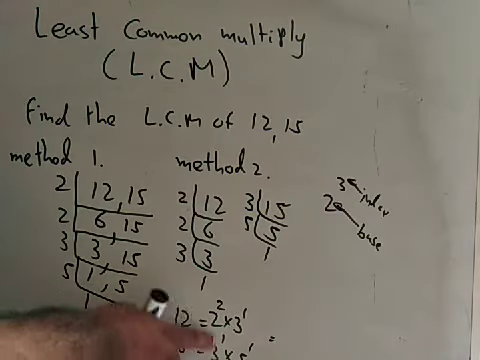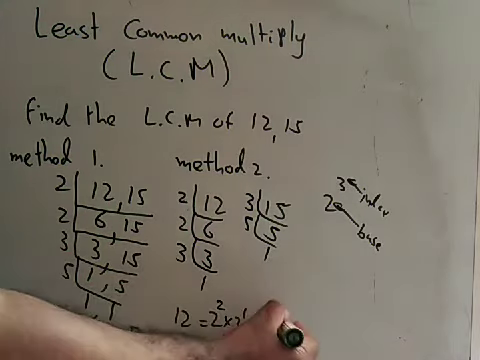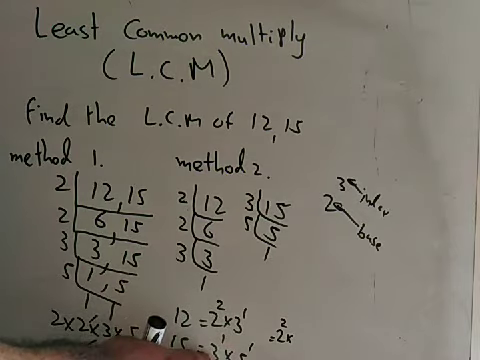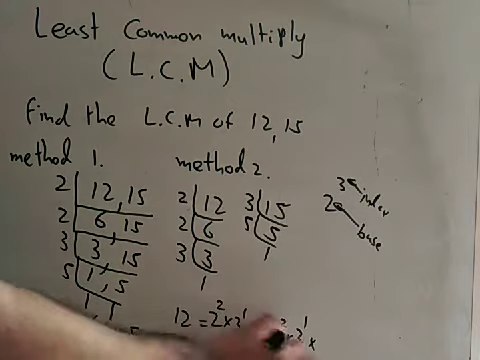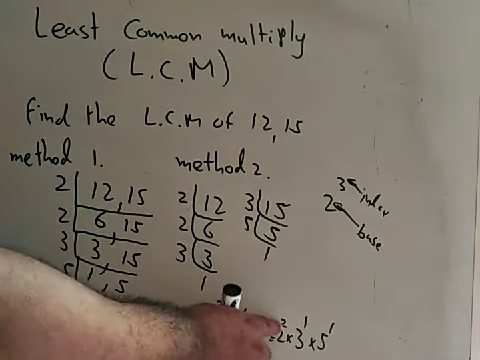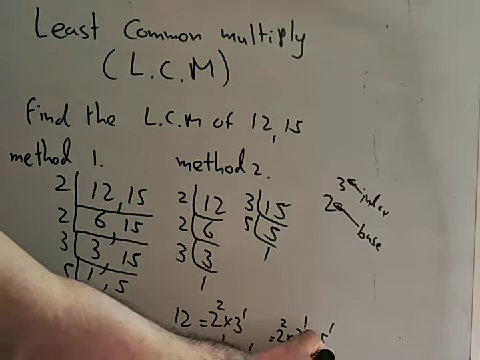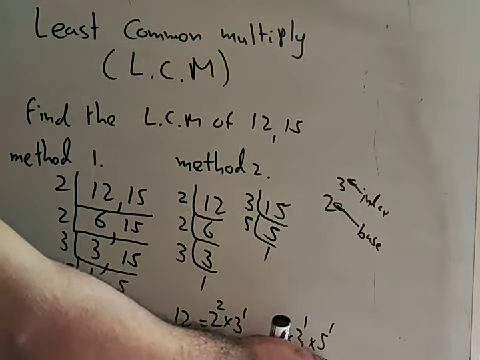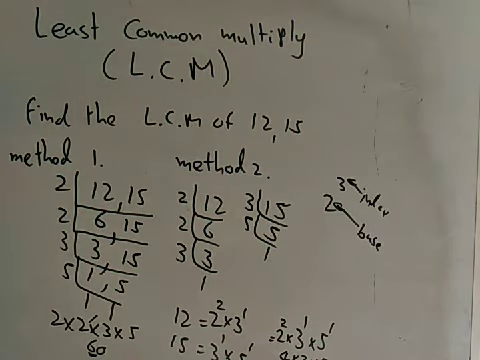When you check base 2, the highest power is 2 to the power 2. For base 3, the highest power is 3 to the power 1. For base 5, the highest power is 5 to the power 1. The value of 2 to the power 2 is 4, 3 to the power 1 is 3, and 5 to the power 1 is 5. 4 into 3 is 12. 12 into 5 is 60. The answer is 60. This is the second method.